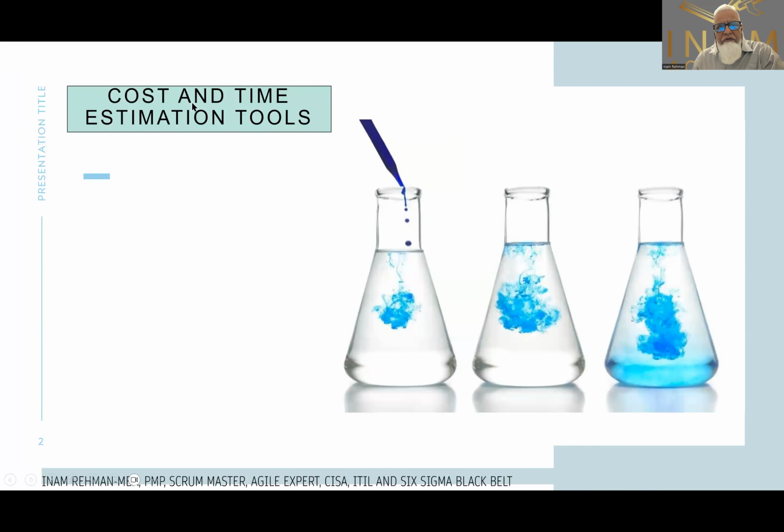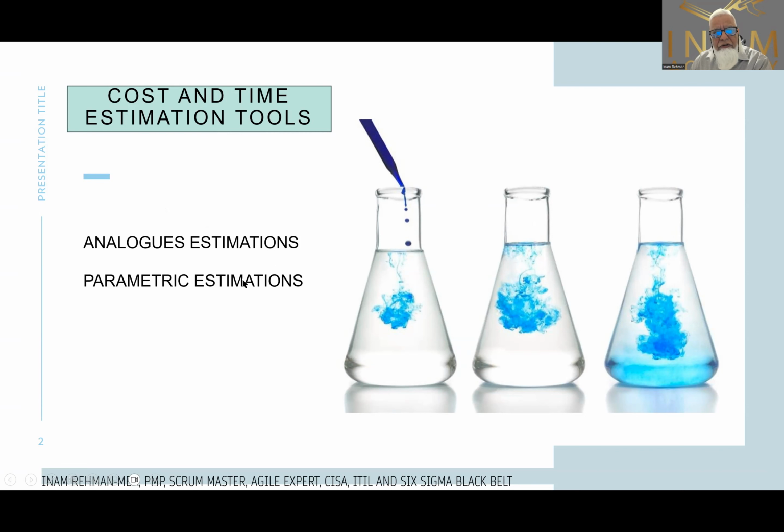As I was saying, you hear cost and time estimation tools, and generally these tools are the same for cost estimation and time estimation. You can estimate a dollar amount, or you can estimate the duration of a task using the same techniques. The first technique we have is called analogous estimation. The other one is called parametric estimation. The third one is bottom-up estimation. The fourth one and the last today that we are discussing is three-point estimation.